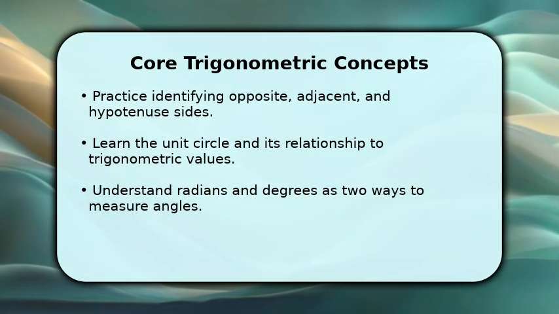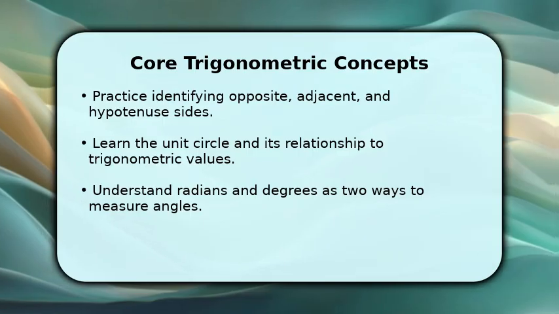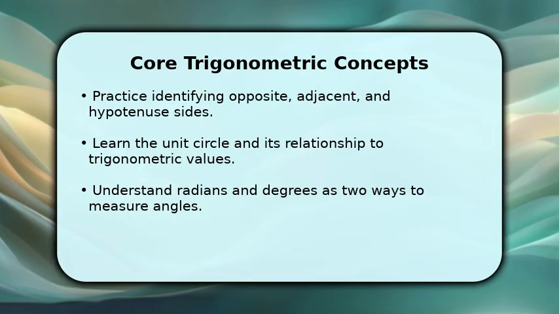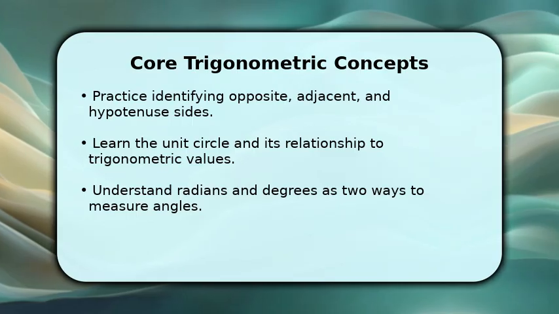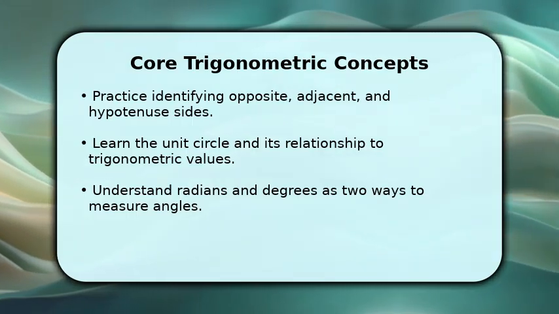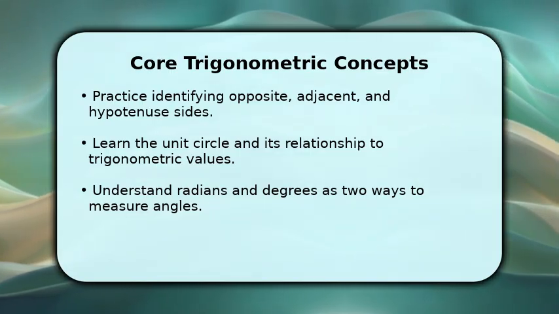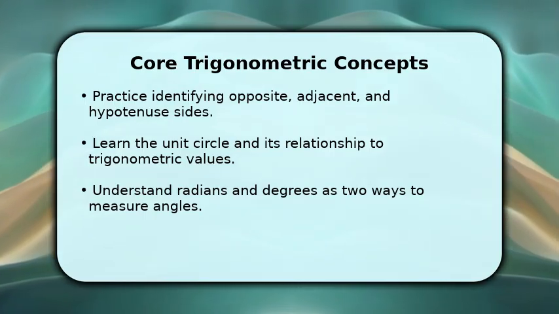Next, focus on mastering the unit circle. This powerful visual tool helps you understand trigonometric values for all angles, not just those in right triangles. Remember that a full circle is 360 degrees or 2 pi radians. Practice converting between these two units of angular measurement. Consistent practice with these foundational elements will solidify your understanding and build confidence.